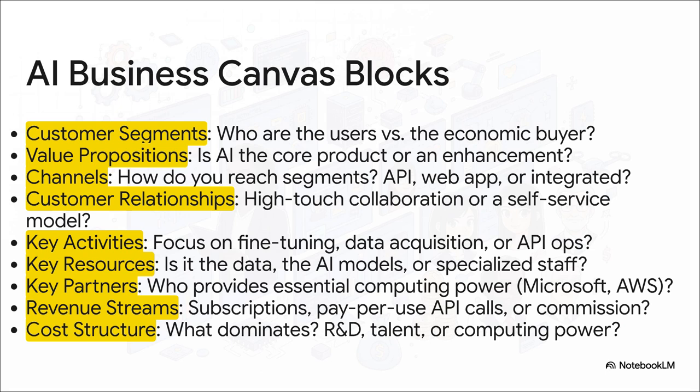Okay, now here is where it really gets interesting. The moment you apply an AI lens, every single block on this canvas starts to shift. All of a sudden, your key activities aren't just about marketing or sales, they're about data acquisition and constantly fine-tuning your models. Your key partners might not be your distributors anymore, but the massive cloud providers like AWS or Microsoft who are giving you that raw computing power. And your cost structure? It can be completely dominated by the astronomical cost of that compute and the super specialized talent you need to run it. The entire center of gravity of the business can literally change.